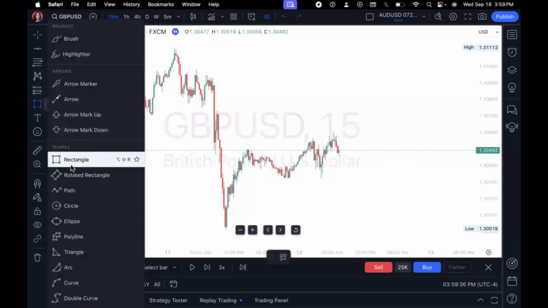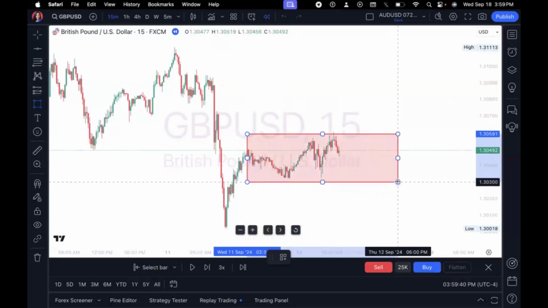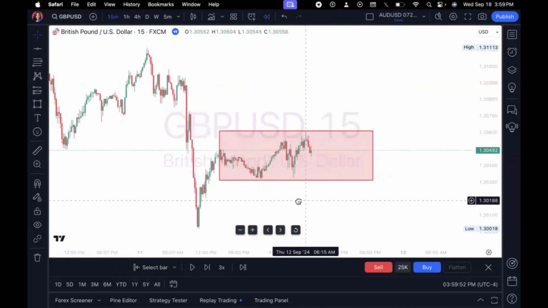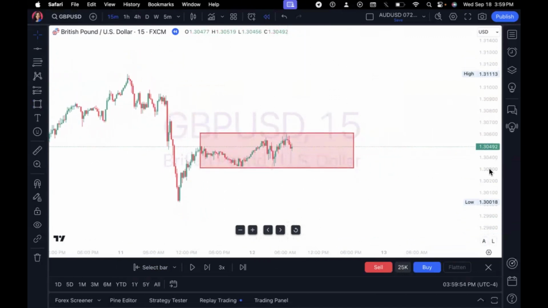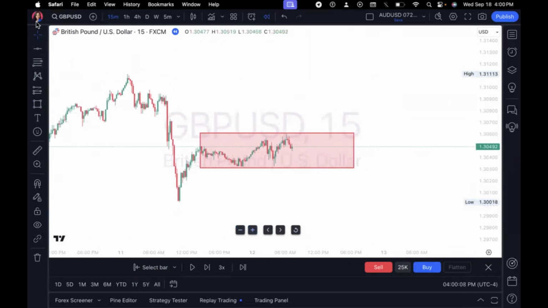We're going to select the rectangle tool, and then we're just going to highlight an area that we see is consolidating or moving sideways, right? You want the top of your box to be at the highest point that you can see, and the bottom of your box to be at the lowest point. Now, all we're going to do is wait to see if the market pushes outside of the red box below or outside of the red box above to see if we should take this trade for a buy or for a sell.